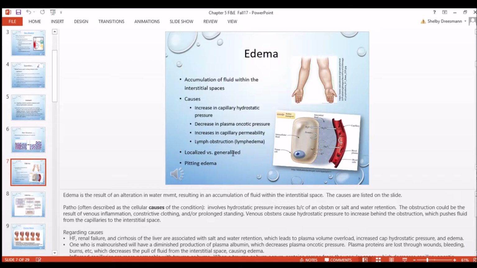Okay, so all of these can cause edema: heart failure, renal failure, cirrhosis of the liver, salt and water retention, and plasma volume overload. Increased capillary hydrostatic pressure can all cause edema. Someone who's malnourished could have low plasma albumins, which decreases the plasma oncotic pressure. Inflamed capillaries are more permeable when you have trauma or burns. So that makes sense. If you burn the wall of your capillaries, obviously that's going to cause a hole in it. And so now more stuff can flow through that hole.